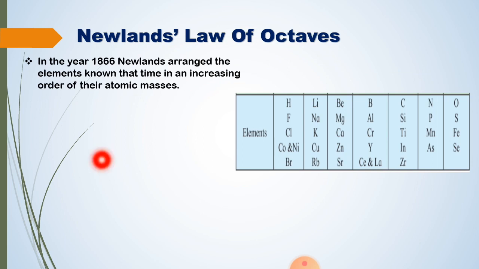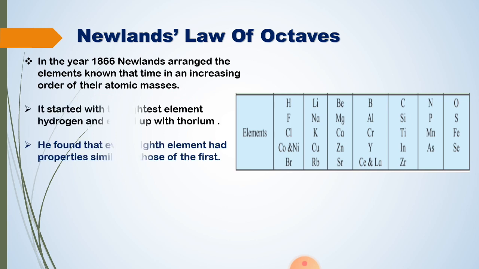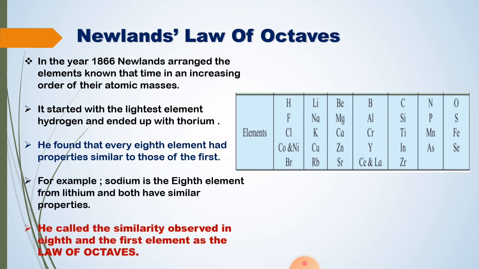Then next we have learned about Newlands' law of octaves, which is also very interesting. In the year 1866, Newlands arranged the elements known at that time in an increasing order of their atomic masses. It started with the lightest element, that is hydrogen, and ended with thorium. Then what did he find? He found that every 8th element had properties similar to those of the first element. Let's take an example over here.